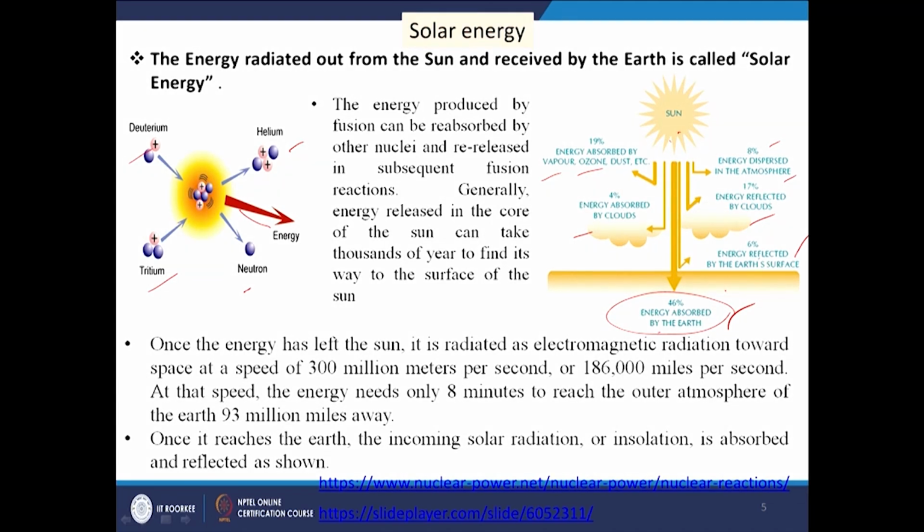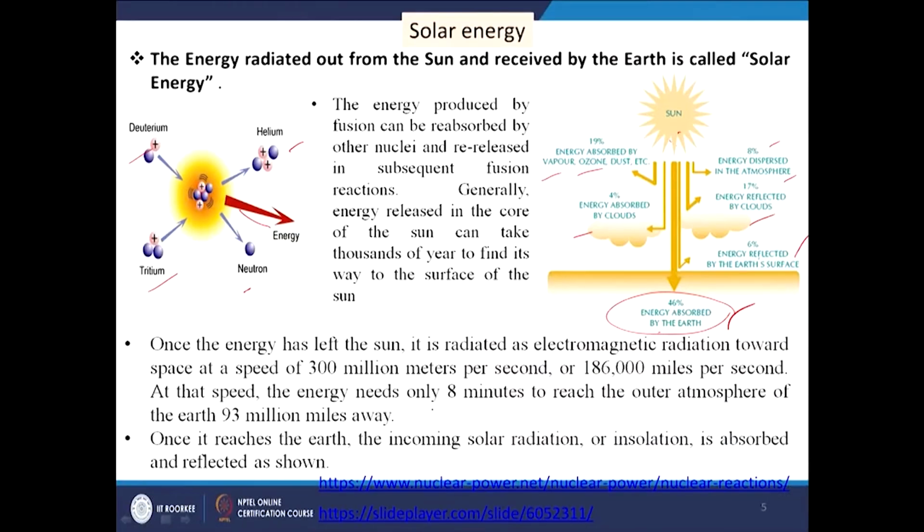Now, this energy comes to the earth in terms of radiation with a very high speed, and it takes 8 minutes to reach the outer atmosphere of the earth, which is 93 million miles away from the sun. So, this is the way the radiation reaches the earth's surface.